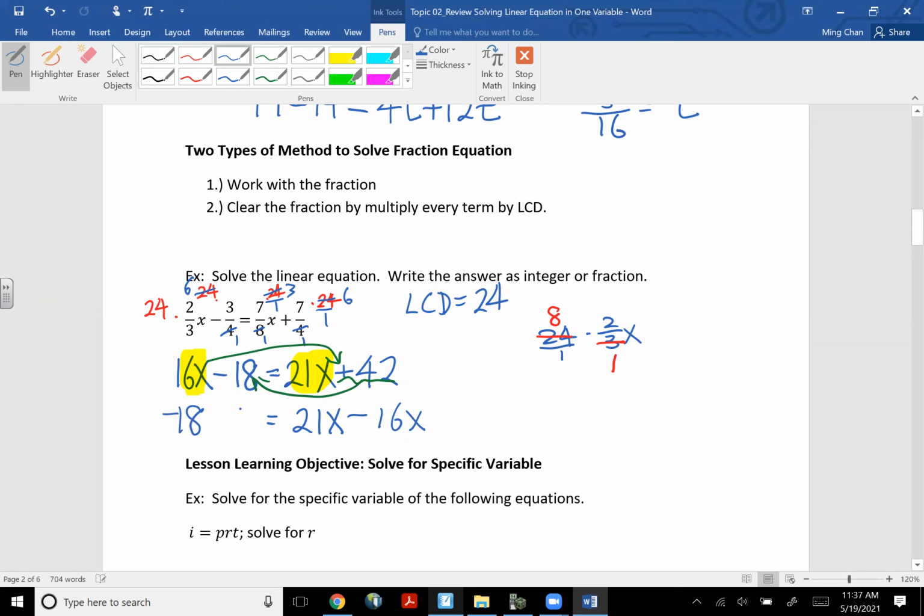And I believe 21x minus 16x is give me 5x equals negative 18 minus 42. Term with the same sign we will add. So there's 4, 5, 6. That will be negative 60. Divide both sides by 5. My answer, negative 12. All right.